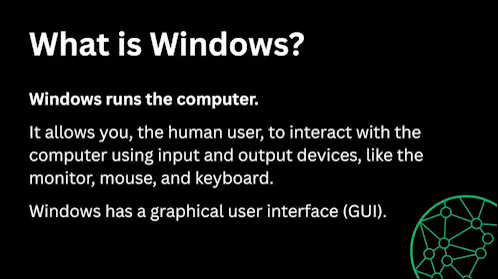Windows is the operating system of your computer. It is software that runs the computer and allows you, the human user, to control the computer using a mouse and keyboard. Windows has a graphical user interface with pictures and icons that make it easy for someone in the know to install new apps and run them on a Windows computer.